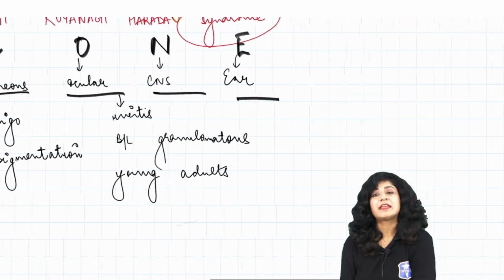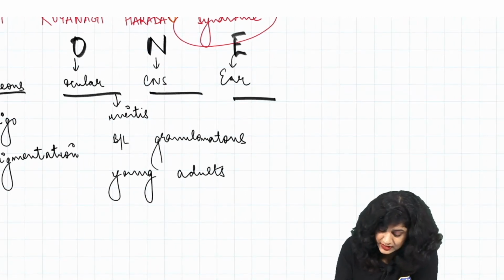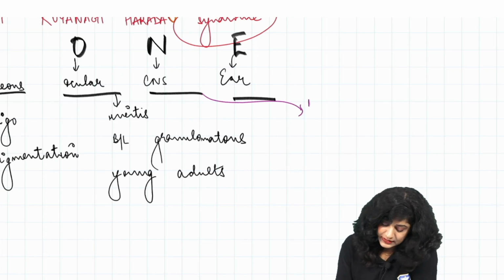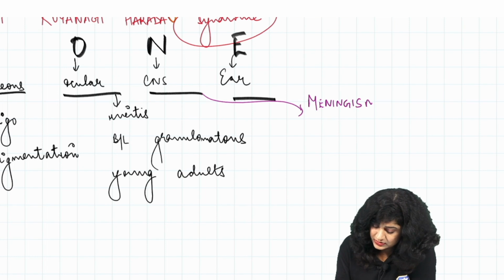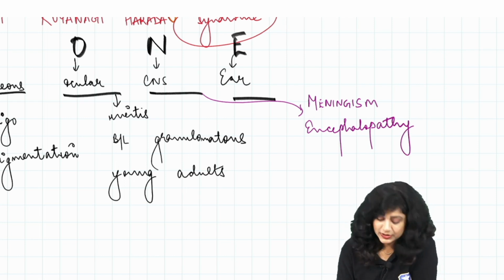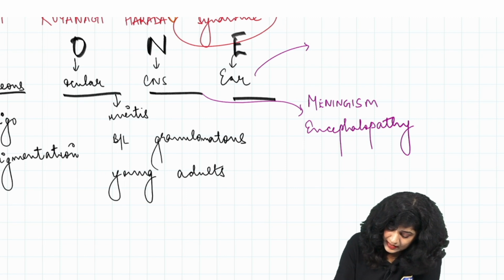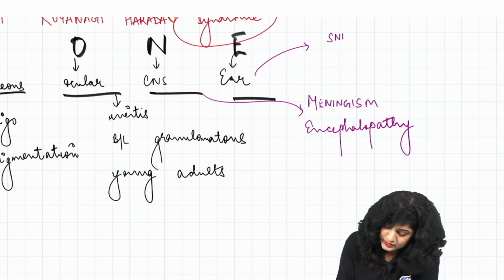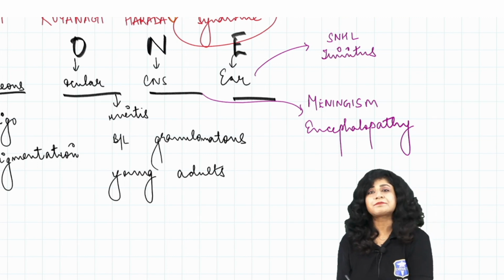What are the things that I can get in CNS? So in CNS you can get the properties of meningism. Right, then we can also have the encephalopathies, neuropathies, all these things could be there in cases of the neurological. Then in the ear we can have the sensorineural hearing loss, that could be there. Tinnitus could be there, which is given in the question. So all these things are there.